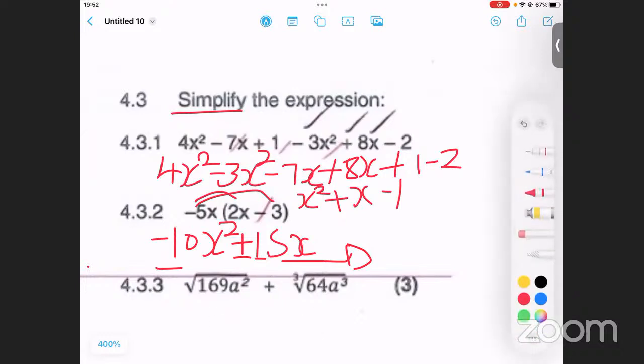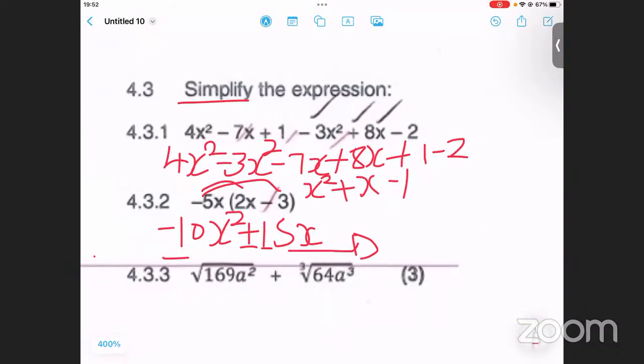Why are you minusing the a squared? Ma'am, I don't know how to explain it, but my teacher said that if we have something like this, the same way we got the square root of 13a, we also have to get the square root of a squared, which is a, but that doesn't make sense, ma'am. But yeah, she said something like that.